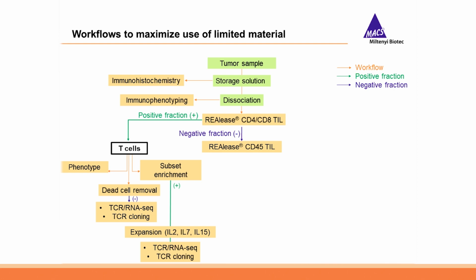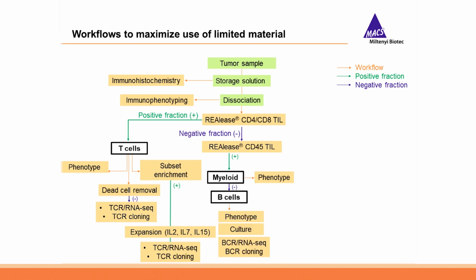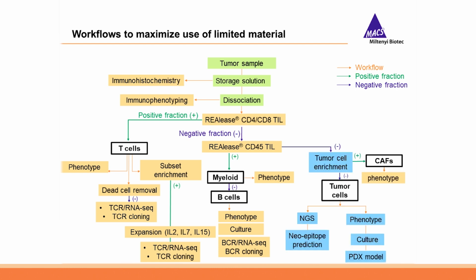The REAlease CD45 TIL MicroBead Kit can be used to isolate the rest of the tumor-infiltrating leukocytes. After magnetic release, these cells can be further used to isolate, for example, myeloid cells or B cells, which can then be used for downstream applications such as phenotype, culture, or sequencing. The negative fraction from the CD45 isolation can also be used for tumor cell enrichment.